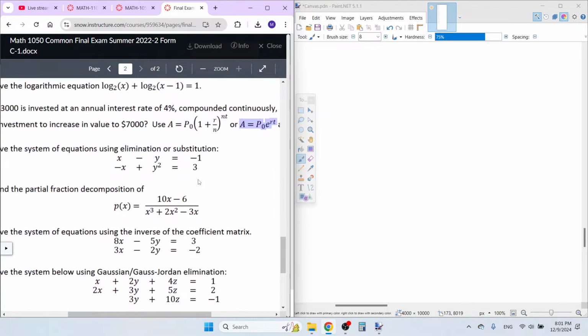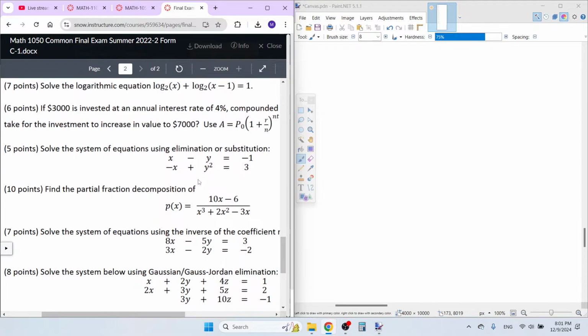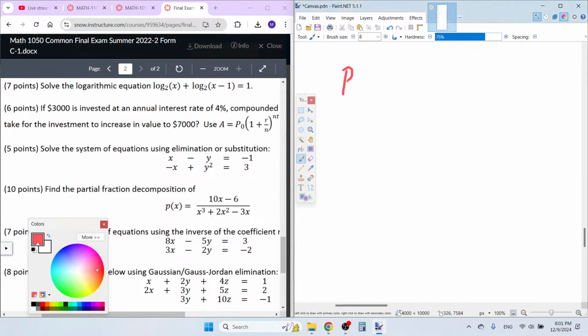So, yeah, if we have $3,000 invested, so principal is 3,000. Change the color back to black. So principal equals 3,000. Interest rate is 4%, which we need to remember to convert to a decimal.